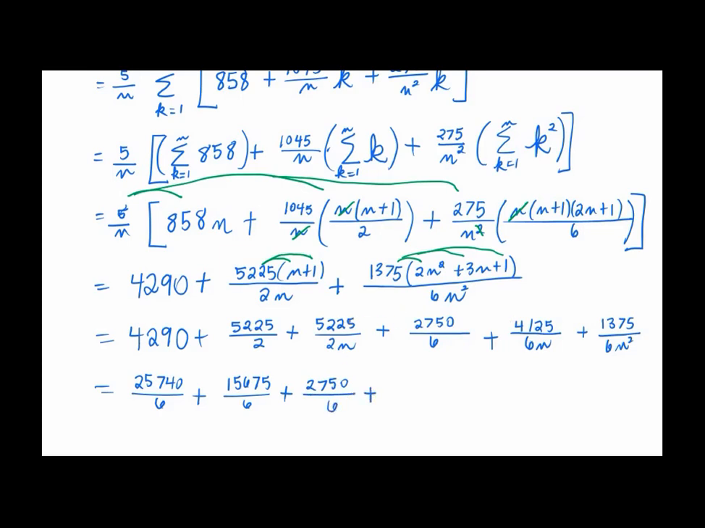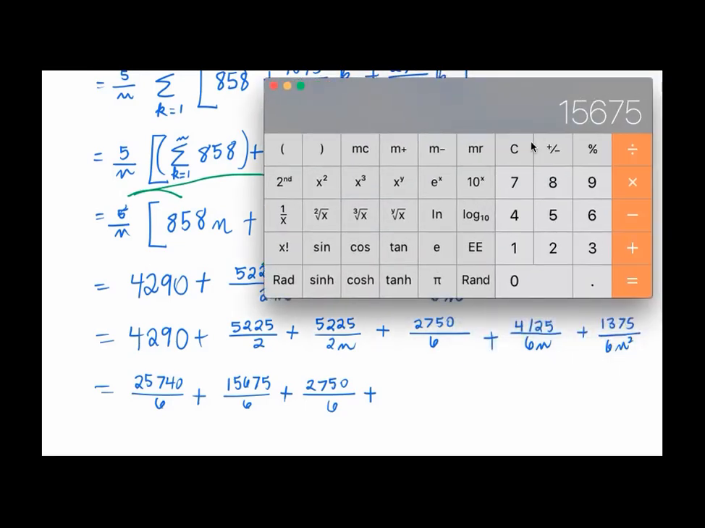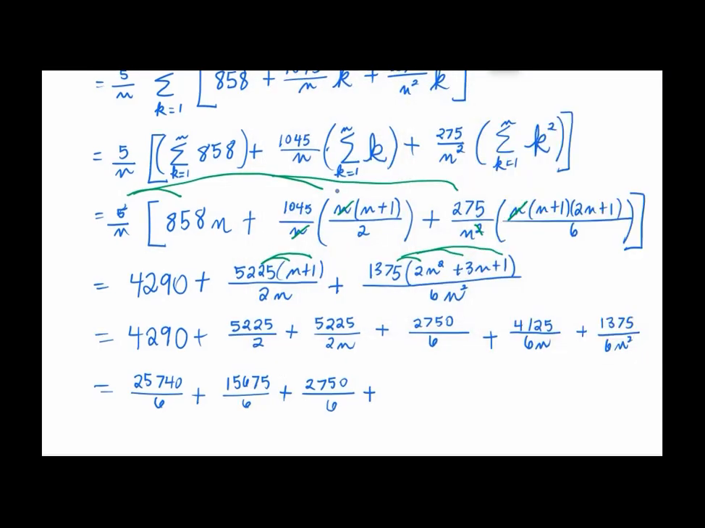So you have two terms that are over n, 5225 over 2 and 4125 over 6. I'm going to also need to get a common denominator of 6n there. So we'll multiply this one by 3, which I just did. 5225 times 3 is 15,675. So that's over 6n. Plus this term is 4125 over 6n. Plus 1375 over 6n squared.